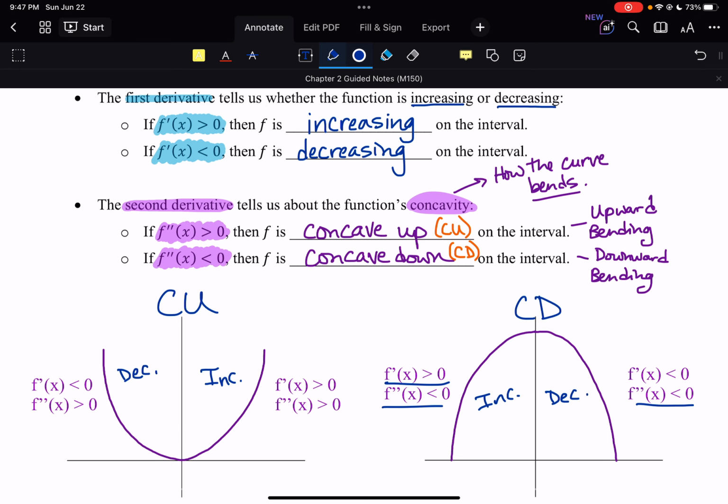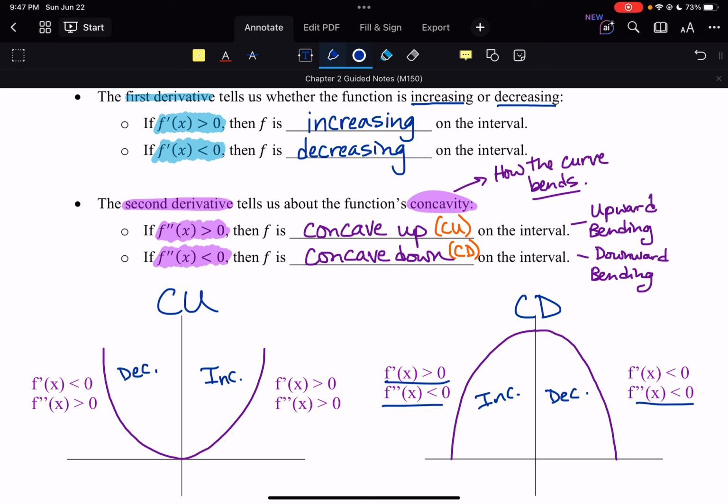Okay, so this is the idea with increasing and decreasing found using the first derivative, and concave up and concave down found using the second derivative. We will be talking more about these concepts and how we can use them in the upcoming chapters. So, hang on to these ideas. We will be revisiting them later on.